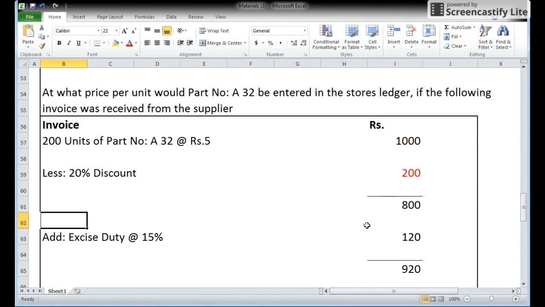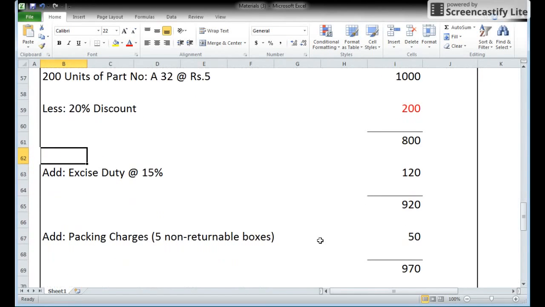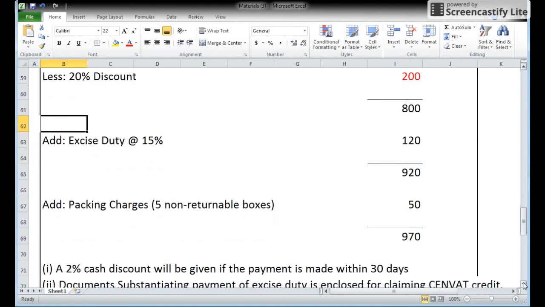Then there is an item called packing charges. Packing charges is a separate charge made by the seller for specially packing things as per the buyer's request. Then the invoice talks about 2% cash discount.